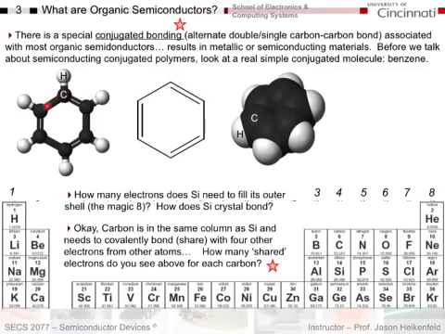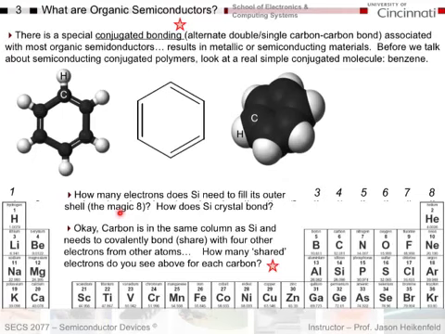Let's first off see for this molecule why we need this alternating single, double, single, double, single, double between the actual atoms themselves. So, go back to silicon. How many electrons does silicon need to fill its outer shell, the magic gate?